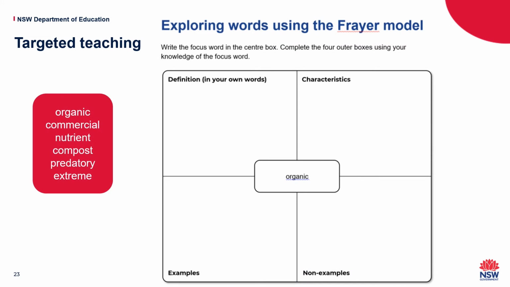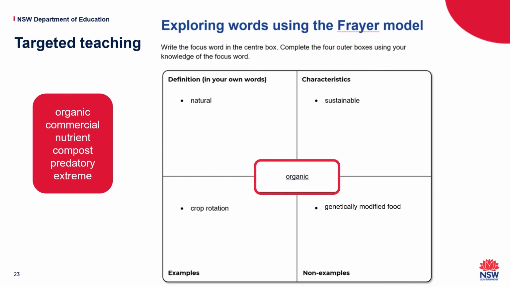After explicitly teaching the meaning of the word organic, which is crucial for student understanding of the topic being studied, Jacob has students work in pairs using the Freya model to provide them with the opportunity to explore the word further. He uses a think aloud to demonstrate the use of the model, providing 1 point for each of the boxes as an example for students.